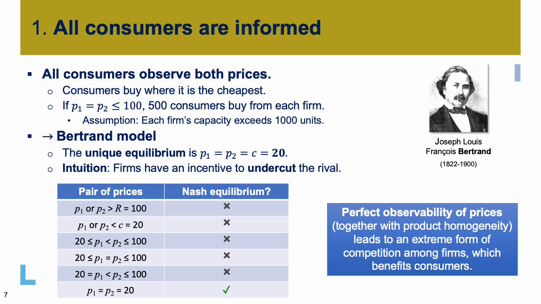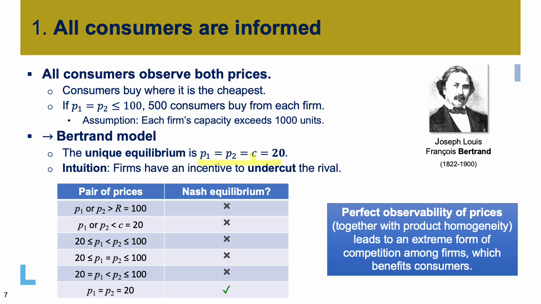We also assume, this is important, that firms have a sufficiently large capacity to serve all the 1,000 consumers. Now, this is a model that you probably already know. This is called the Bertrand model, due to Joseph Louis François Bertrand, a French economist. And you remember that the unique Nash equilibrium in that model is such that both firms set a price equal to the marginal cost. P1 is equal to P2 is equal to C is equal to 20.